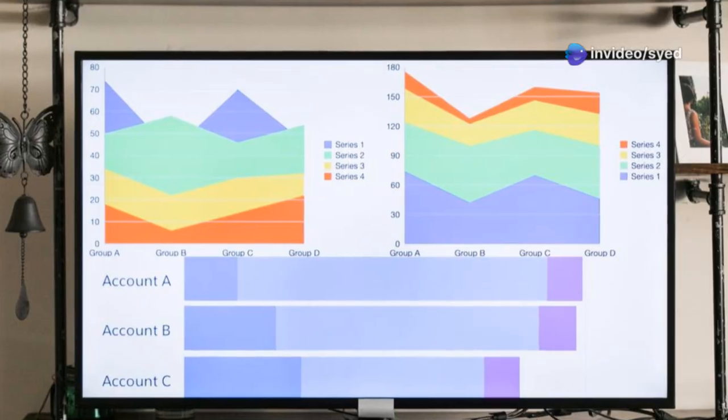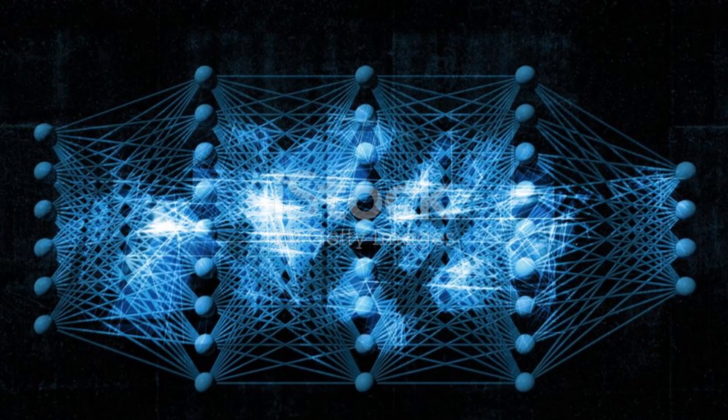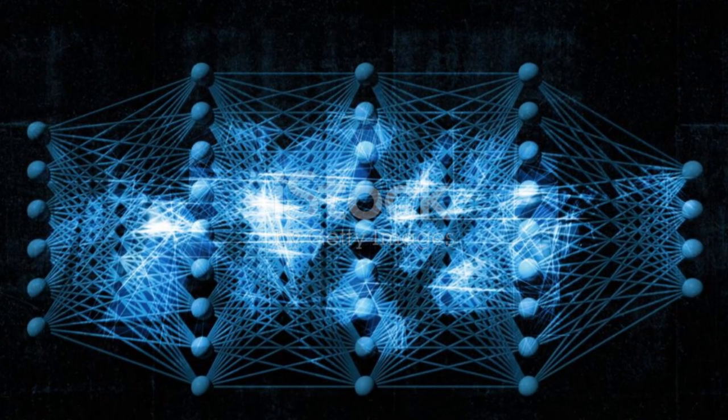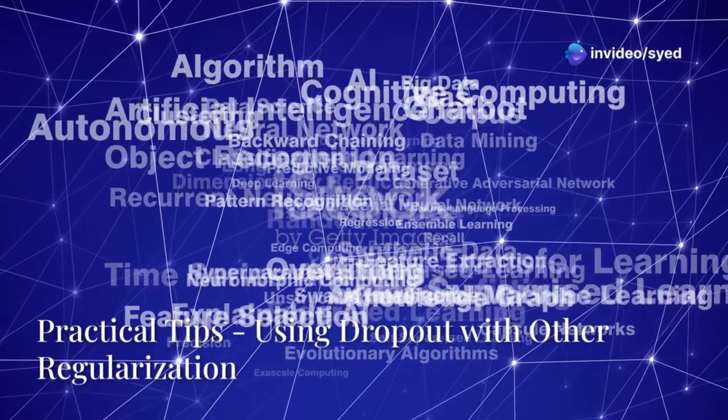Choosing the dropout rate: common dropout rates range from 0.2 to 0.5. A higher dropout rate may be beneficial in very complex networks with many layers, while a lower rate is better for simpler models.